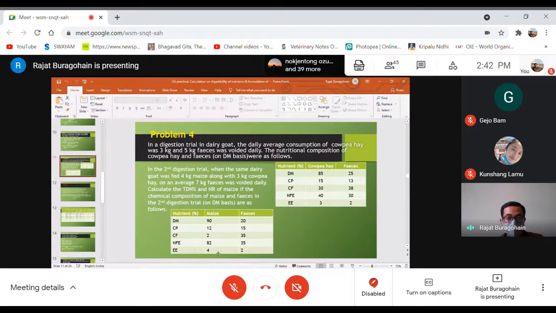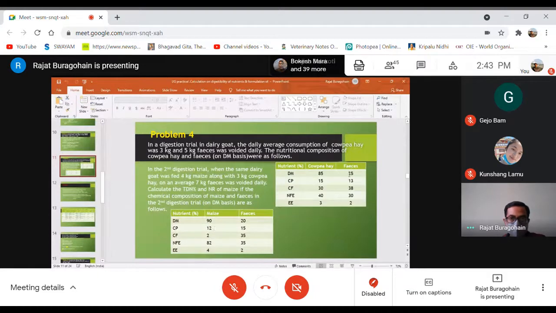Okay. In the second digestion trial, both cowpea hay and maize were fed. And since cowpea hay nutritional composition is already given, therefore here it is not given, only nutritional composition of maize is given here along with the fecal nutritional composition. But here you remember that in this particular composition of feces, nutrient from both cowpea hay and maize are there because both were fed together in the second digestion trial.